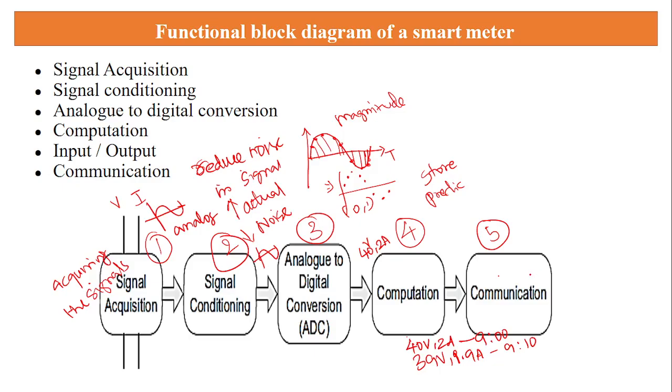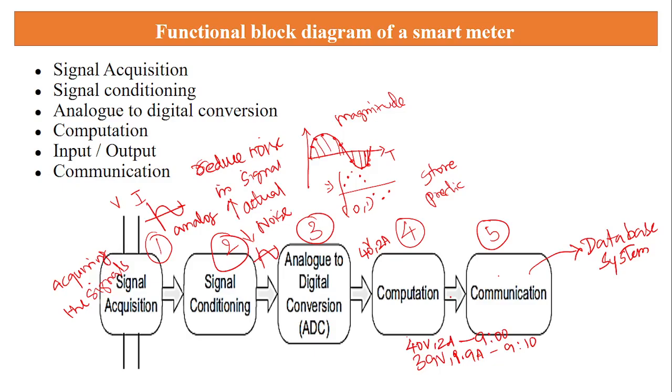Communication means we have to send those data to the database networks, the database system. Whatever data we receive, it processes the entire digital data and puts the stamp mark on the computation data, and again we send the information to the communication block. So this is the functional block of the smart meter: how we acquire the signal, how we reduce the noise, how we convert analog into digital, and what is the role of time stamping with the computation block.